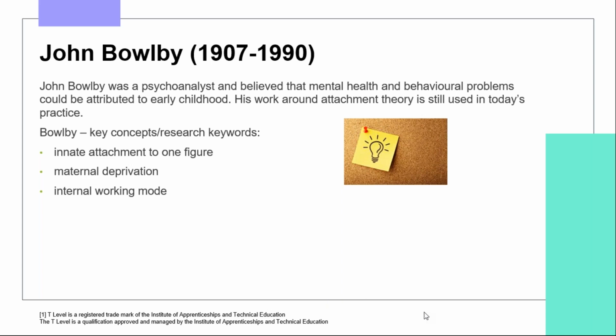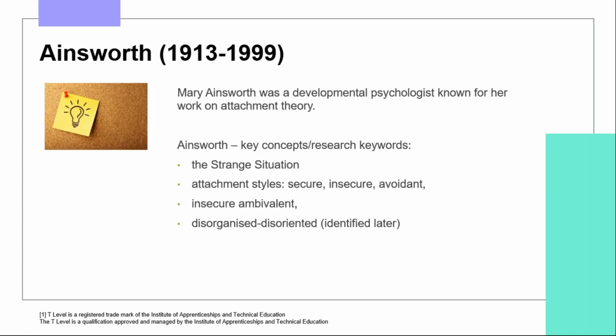So let's move on now, and let's think about Mary Ainsworth. Ainsworth was a developmental psychologist known for her work on attachment theory. And of course, the main thing that Ainsworth looked at was the strange situation. Now, I don't know if we have a little video clip of the strange situation.